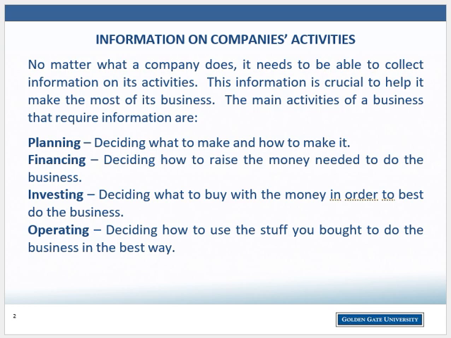The other one is investing, which is buying with the money that's coming from financing in order to best do the business. It can be buying machinery, it can be buying servers, etc. That part is investing. And the last part is operating, which is how to use the things that the company buys in order to do the best way to conduct the business. That's the operating part.